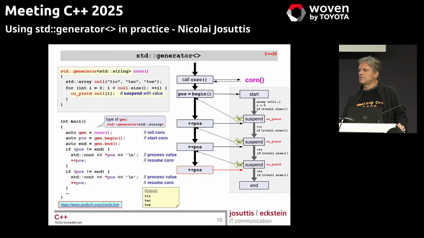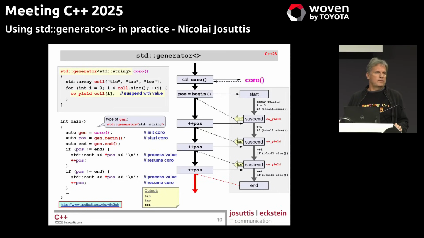check is I less than size, which is no longer the case. So we come to the end of this coroutine. There's nothing left to be done. So that's the end. We come back, and when plus plus pos is done, we check the new state of position. It is equal to end, and that means we know that there is no more value in the coroutine. And then we can do something else with the main program.